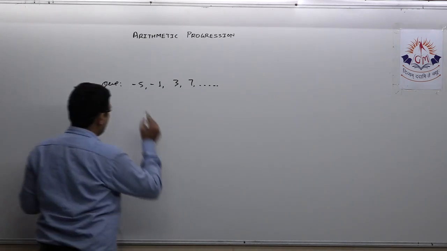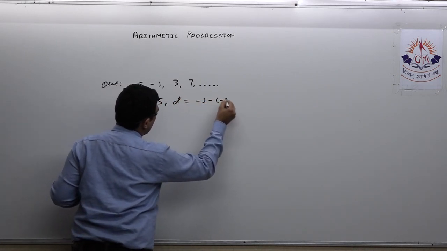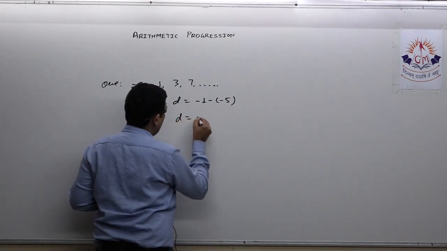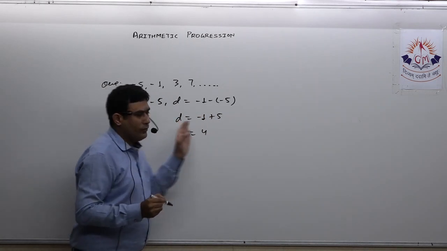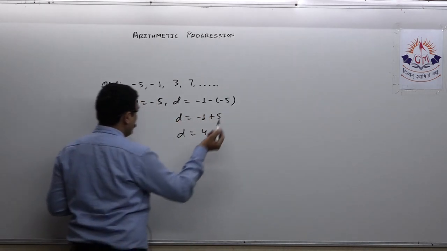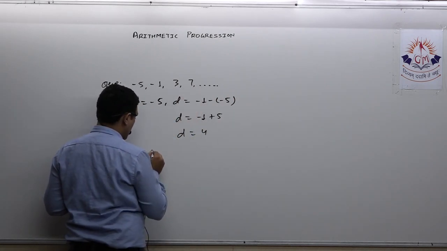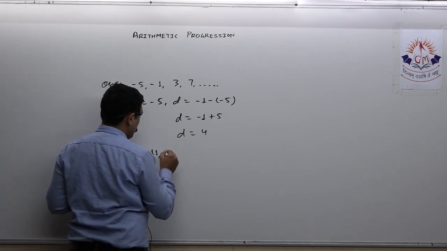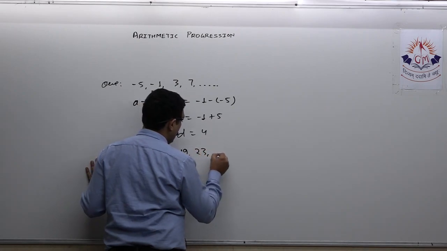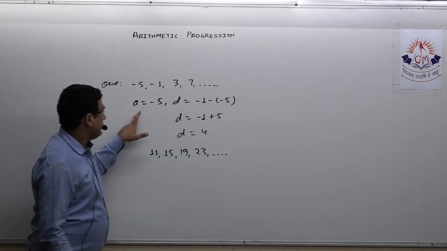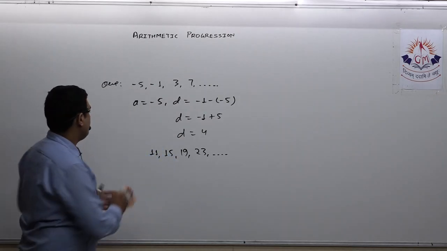So simply here, the first term is minus 5. Common difference is minus 1 minus minus 5, that is minus 1 plus 5, that is 4. So that means by adding 4 we are getting the next term. So the next 3 or 4 terms of the AP are 7 plus 4 is 11, 15, 19, 23 and so on. Okay, first term, common difference and the next 3 or 4 terms. This is the very first type of question.